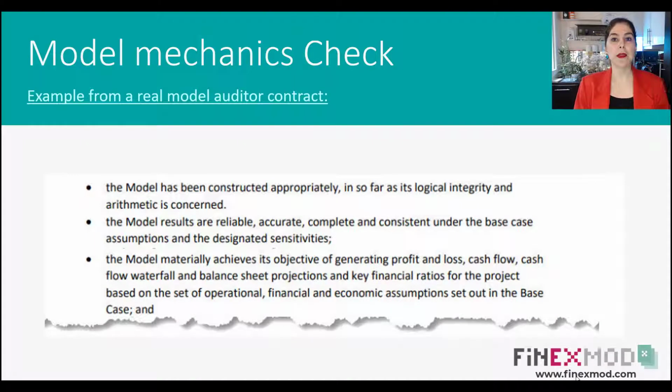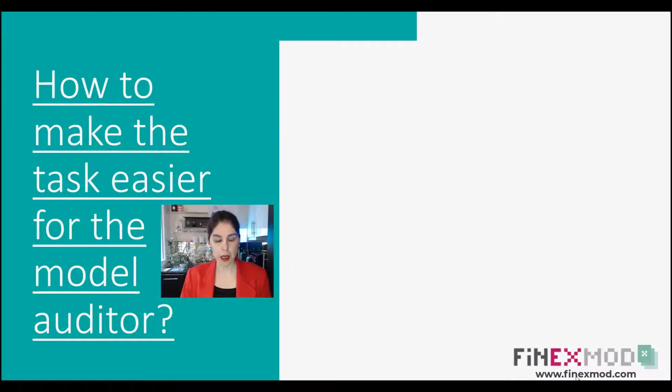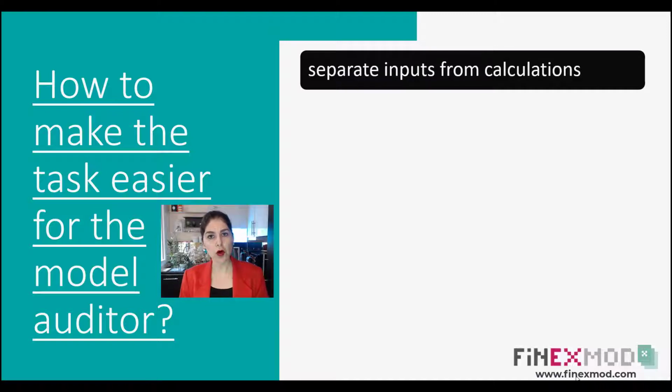Now let's start with the mechanical checks, which is one of the tasks performed by the financial model auditors. In the first round of review, model auditors want to make sure that the model doesn't contain typical errors. First of all, they want to make sure that the inputs are separated from calculations. They have some software that they run to detect these kinds of errors. So one of them is separating your inputs from your calculations.